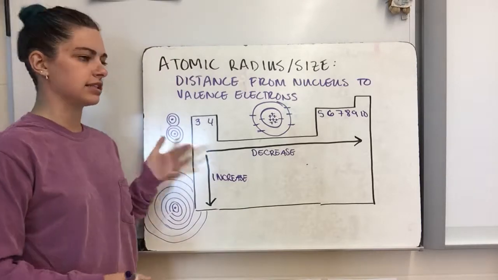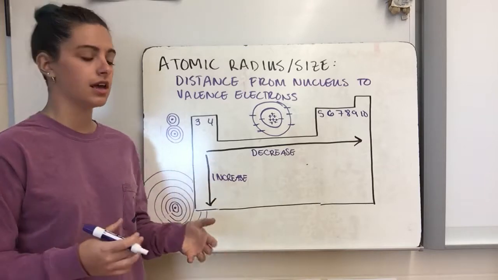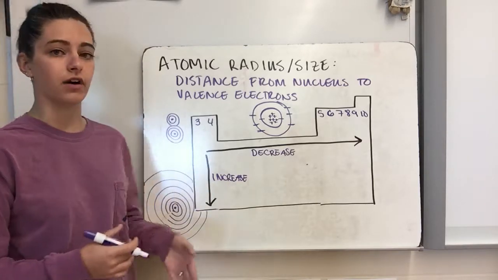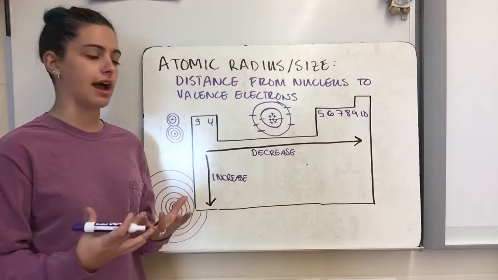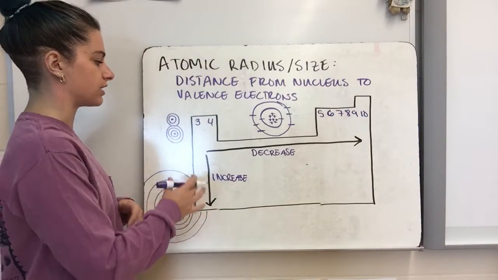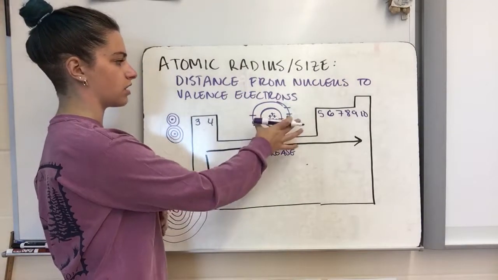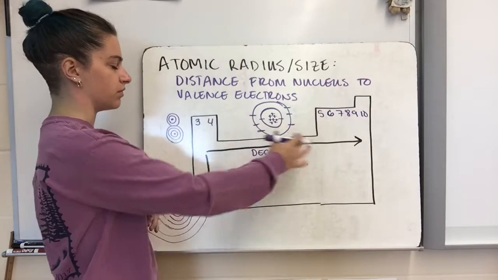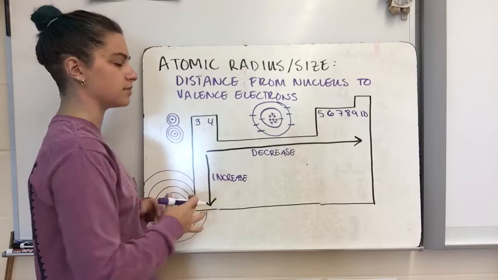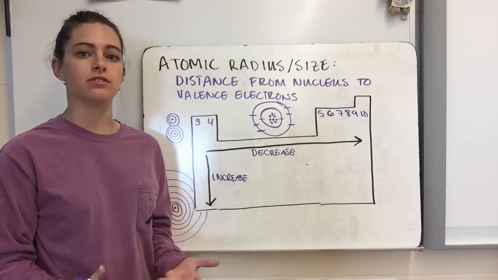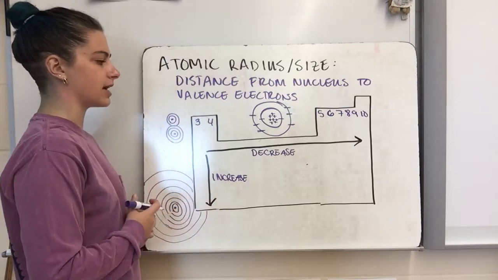So as we go down, it doesn't have so much to do with that pull between the protons and the electrons, because our electrons are getting farther and farther away. So the protons can't pull on the electrons because we're adding a layer every time we go down a row. So as we go from left to right, our atomic size is going to decrease because the protons are pulling on the electrons more as you move across. And as we go from top to bottom, our atomic size is going to increase because we're adding an energy level to the outside every time we move down a row. So that's the trend for atomic radius or size.